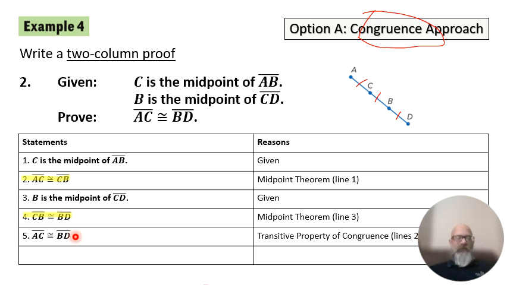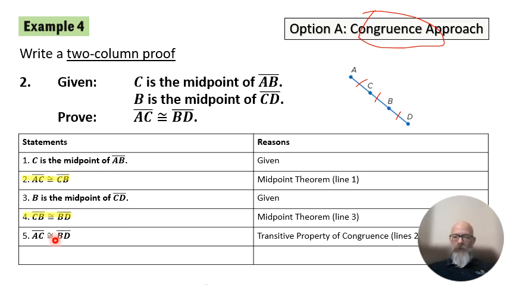Beautiful. Makes the cultists happy. Anyway, there we go. So AC is congruent to BD. Transitive property of congruence. Make sure you cite lines 2 and 4. Kind of getting it? That's the congruence approach. Notice there are no equations in here at all.